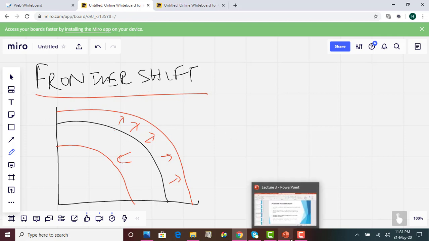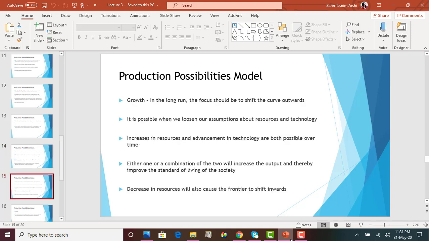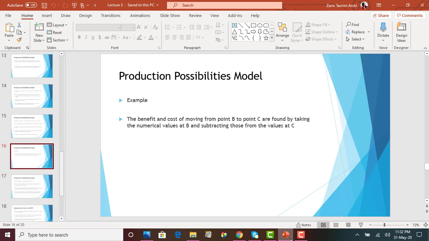So hopefully you understand now what it means when we talk about a frontier shift of the PPF. When the entire frontier shifts outwards, it means that the amount of resources available has increased or the level of technology has changed. The examples are already something that I have discussed. Again, economic growth can cause the curve to shift to the right, and that's our main focus. We want the curve to shift to the right.